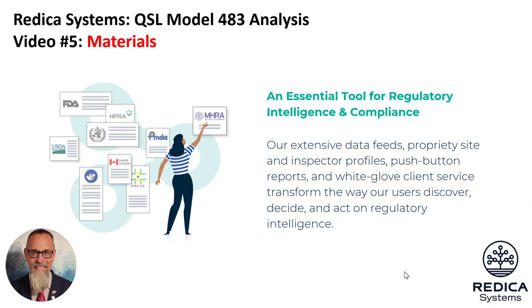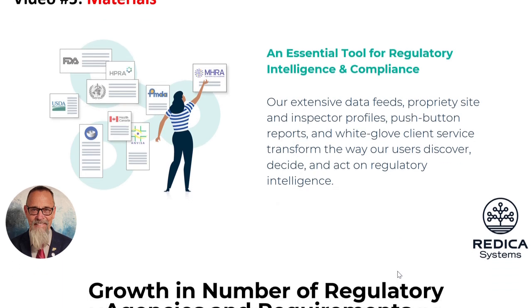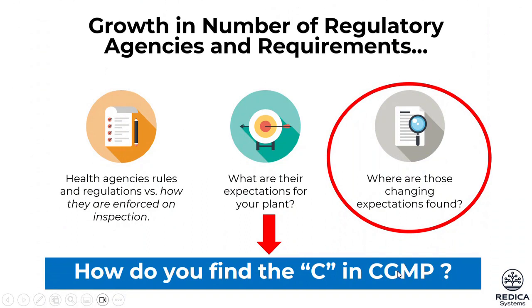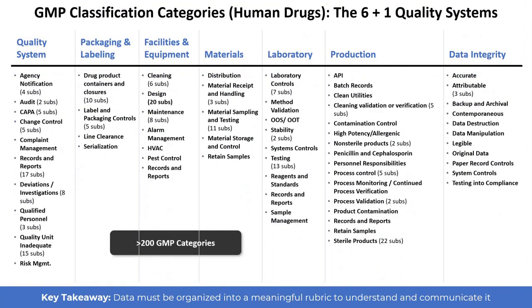This is the fifth 3-minute video in our series detailing the analysis of FDA drug GMP 483s by our quality system labeling models. In the first video in the series, we explain why mining FDA 483 data is important and how Redica Systems built a computer algorithm that can find and categorize inspection observations, first by quality system and then down 2 or 3 levels, to really zero in on where the issues are.